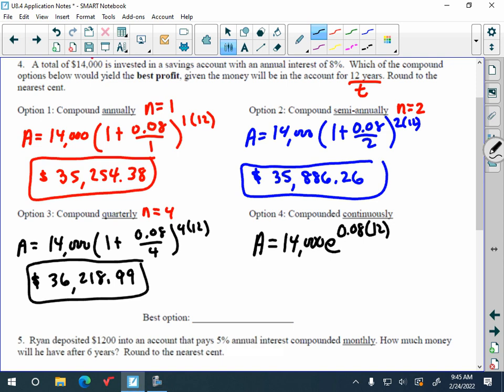So make sure you find your E button, E to the X. So 0.08 times 12. Find your LN button, and the E to the X is right there. All right, so you should get 36,563.75. So out of all four options, it looks like option 4 is going to give us the best profit.